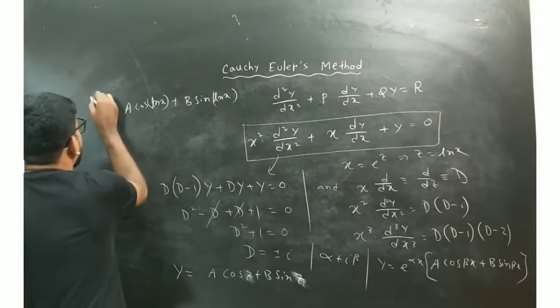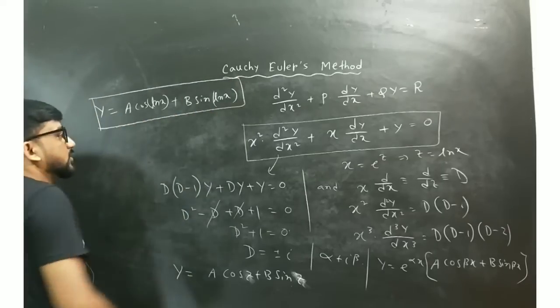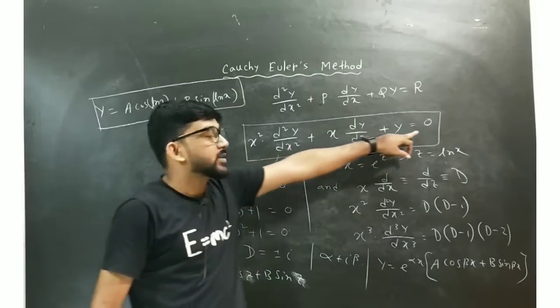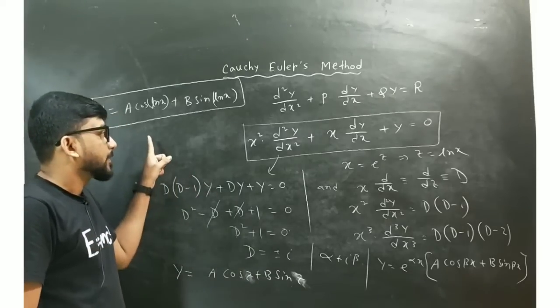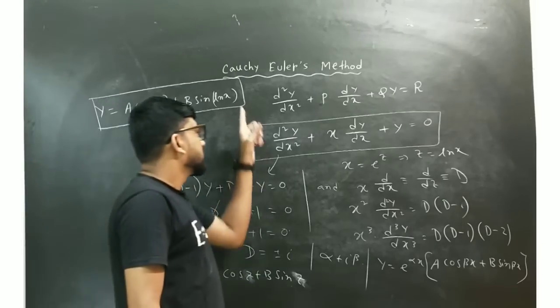Okay. So this will be your final solution. This is the complementary function actually, and the right hand part is 0, so the particular integral will also be 0. So you will have this kind of solution. Now let me solve one more example by using this method.